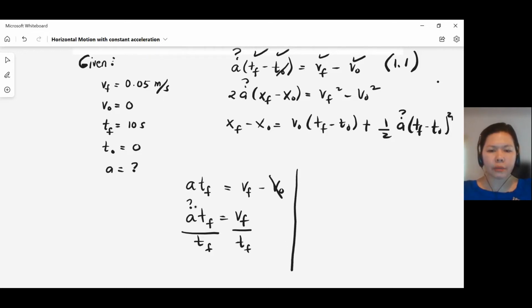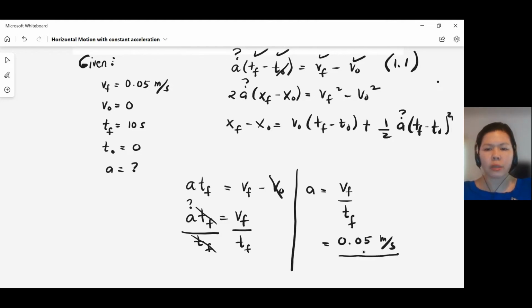So on the left side, we are left with our a because tf over tf cancels, equals vf over tf on the right side. We substitute the given v final, 0.05 meter per second, over t final, which is 10 seconds. Executing using your calculator, you will get an answer of 0.005, and the unit there is meter per second squared.